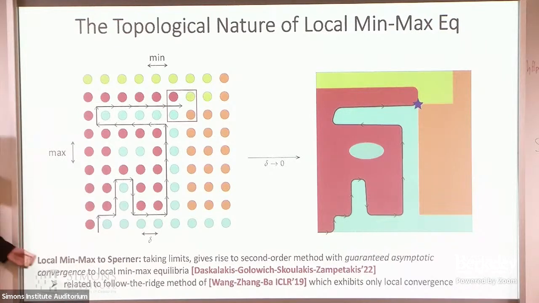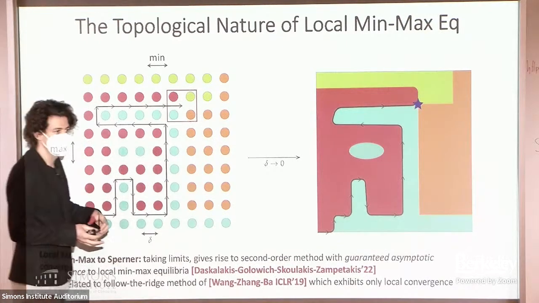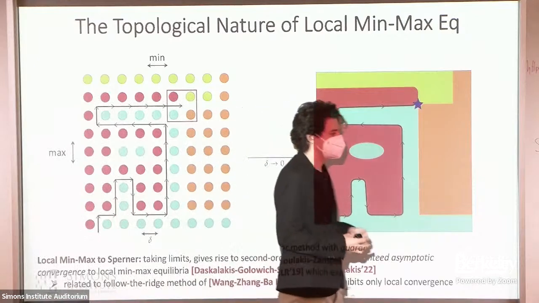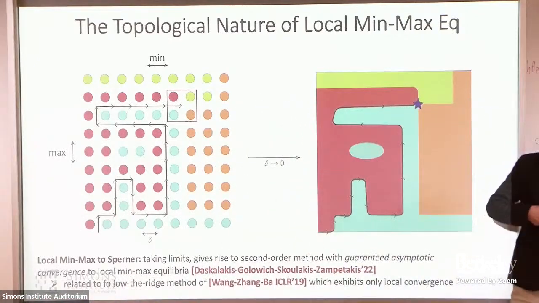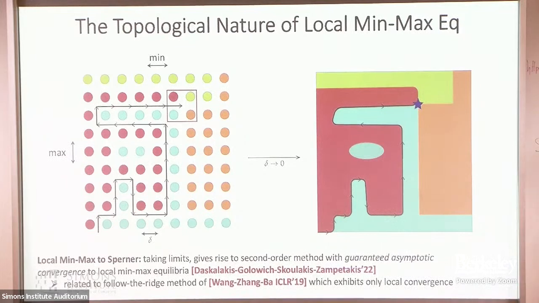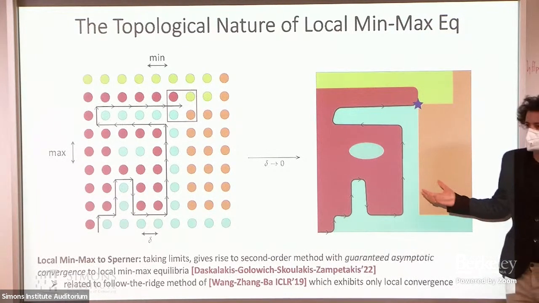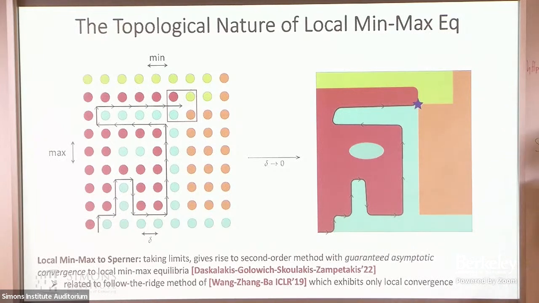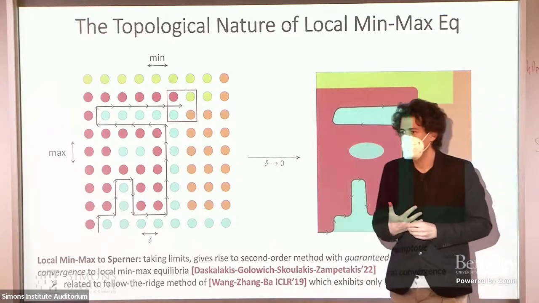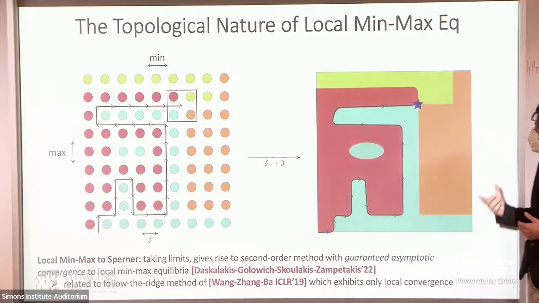There's a paper called Follow the Ridge, which exhibits local convergence. Our method is closely related to Follow the Ridge, but it has guaranteed convergence to the local min-max equilibrium, albeit it's not going to be efficient because the problem is intractable, right? So we're not going to solve PPAD, but we have at least guaranteed convergence. Maybe coming back to the practical questions that were asked earlier, you can try SCD in your setting.